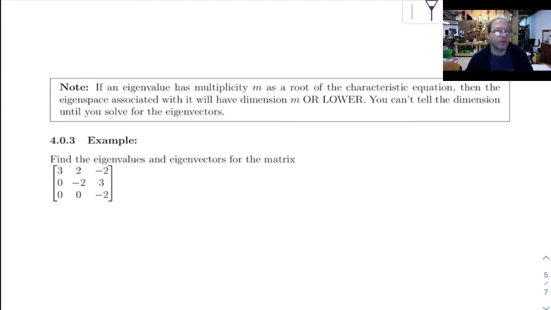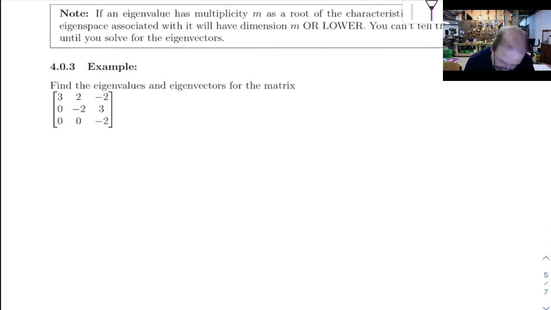All right, next up I want to do 403. We'll do that and then we'll go back up to the node above. So find the eigenvalues and eigenvectors for this matrix. This matrix, we're fortunate because this is a triangular matrix, so we can find the eigenvalues for it really easily.